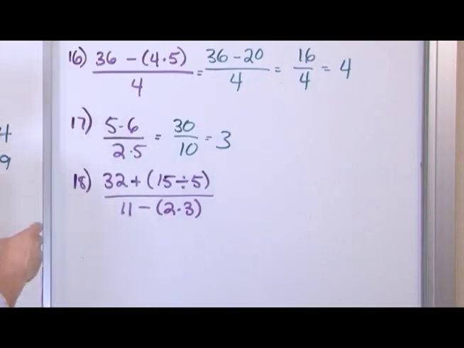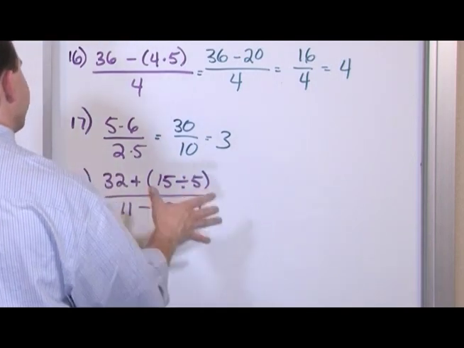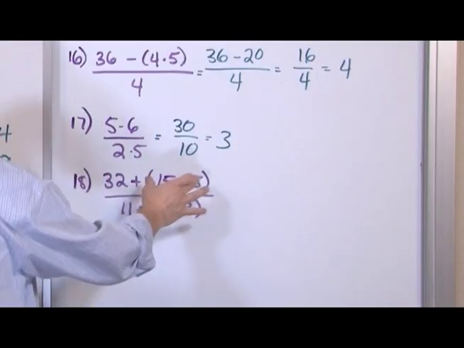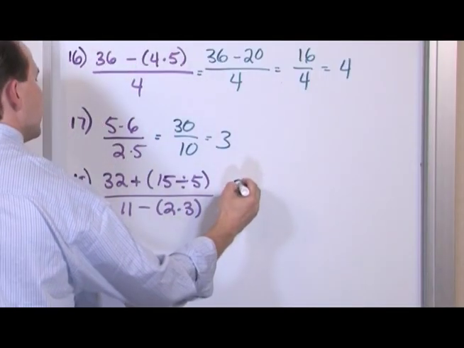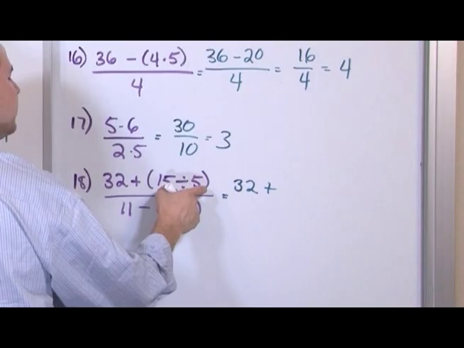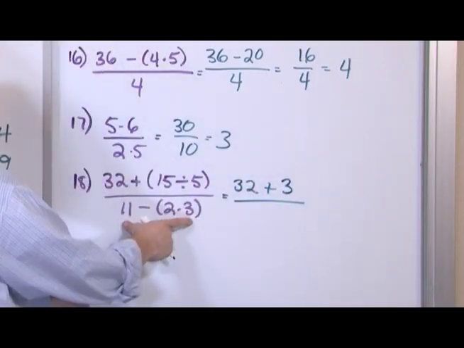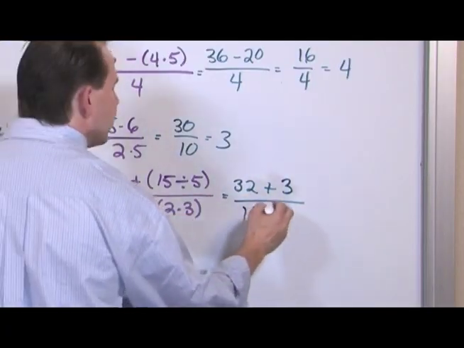You might look at this and start to worry, but if you just break it into logical chunks, it's easy. You have a fraction here. You envision invisible parentheses here and here, so we're going to work on the top and the bottom separately. Inside the top, we have parentheses. We must do that first. So we have 32 plus, and then we do this right here: 15 divided by 5 is 3. Then the bottom: 11 minus, we must do inside the parentheses, 2 times 3 is 6.